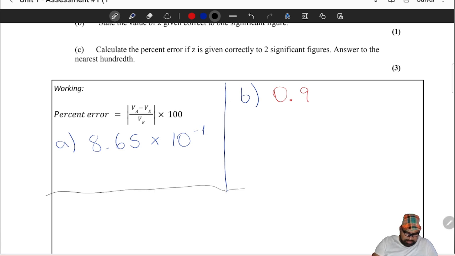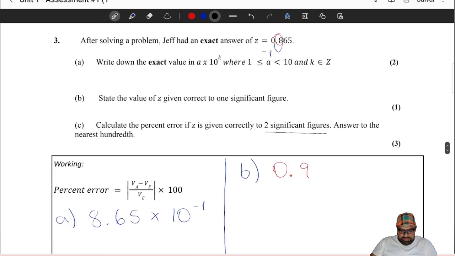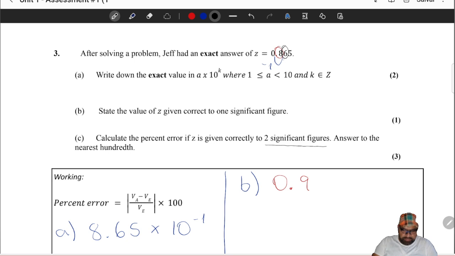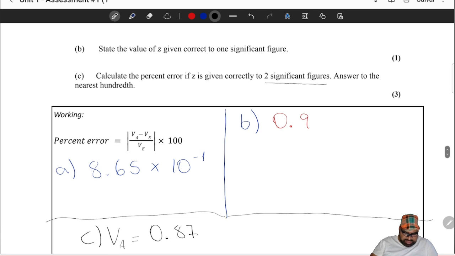C: calculate the percentage error if Z is given correctly to two significant figures. First thing we have to do, guys, is round to two significant figures. Two significant figures ends on the 6. Right now we round up. Then the value of the answer is 0.87. And VE, the exact value, is 0.865.